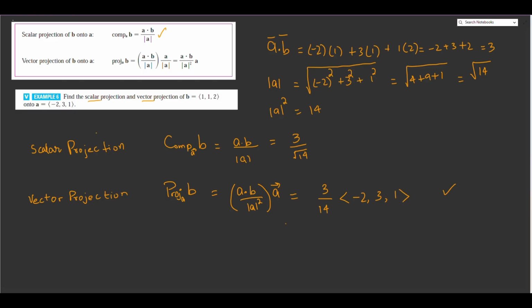Either you can stop here, or you can multiply this number inside this vector, and it will give you the following. When you multiply 3 by 14 with -2, the 2 will cancel with the 14, and the answer will be equal to -3 by 7. 3 multiplied with 3 will be 9 by 14, and 3 by 14. So this is the projection of B in the direction of A.